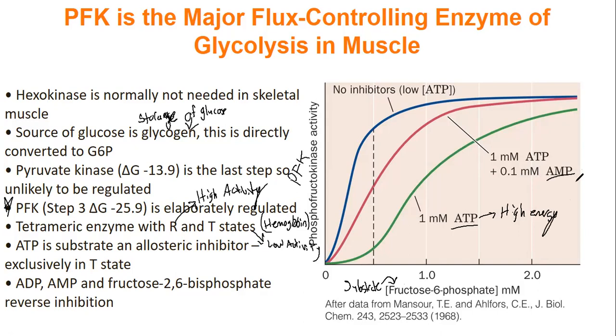However, a small amount of AMP will reverse this inhibition. So if you have 10% of the concentration of AMP compared to ATP, your reaction speeds up a lot. This is also seen with ADP. ADP can also reverse this inhibition. And also the molecule fructose 2,6-bisphosphate. We'll talk about that later. But fructose 2,6-bisphosphate is another molecule that reverses this inhibition. If you have no ATP, you can see PFK goes really fast. That's this blue line here.